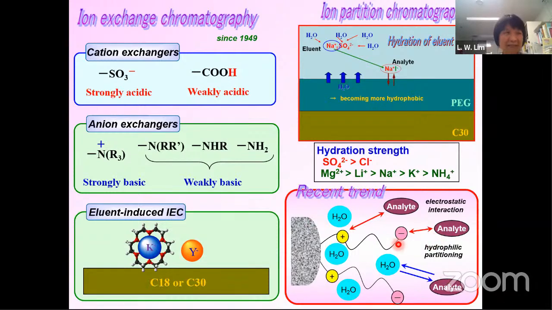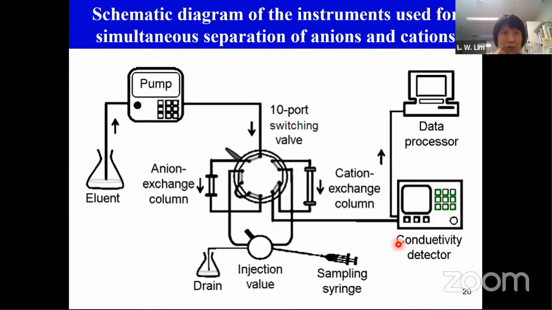We'll have better separations. Okay, there are many systems on the market when you want to buy an ion chromatography system. Most of the time, you have to buy different systems, like anion, then anion exchange column, cation, then cation exchange column.